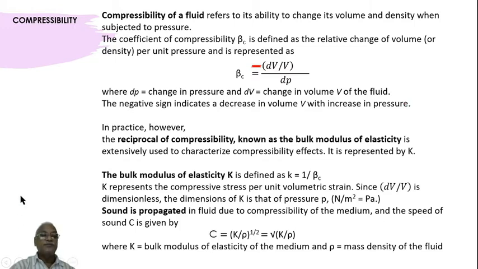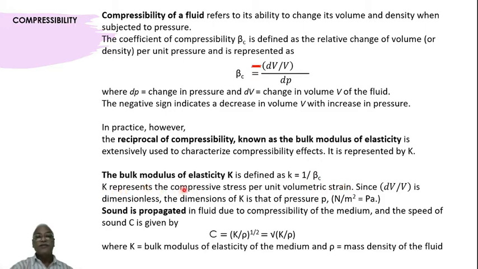In practice, however, the reciprocal of compressibility beta c, 1 by beta c, is known as the bulk modulus of elasticity, and it is extensively used to characterize compressibility effects. It is represented by the letter K. So the bulk modulus of elasticity K is defined as K is equal to 1 by beta c.